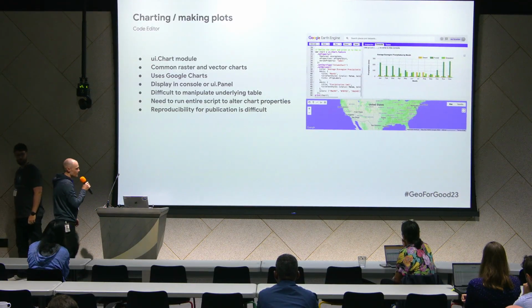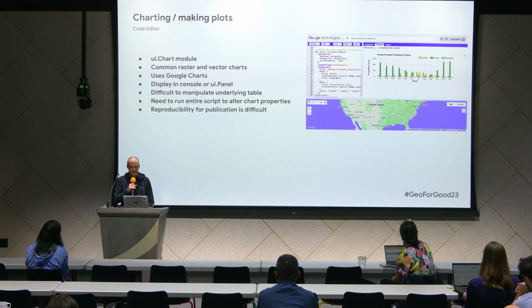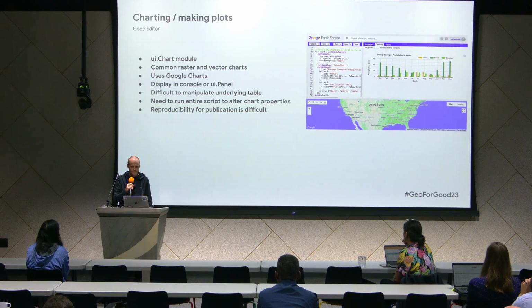So you can chart with the Code Editor as well. And it's really convenient for prototyping. So there's a series of built-in functions for really common types of charts that you would want to plot using image collections or feature collections. And it's using Google Charts, which has some limited capabilities in terms of scientific statistical charting. But for the most common plots, it's very convenient to turn image collections and feature collections into a chart visualization.